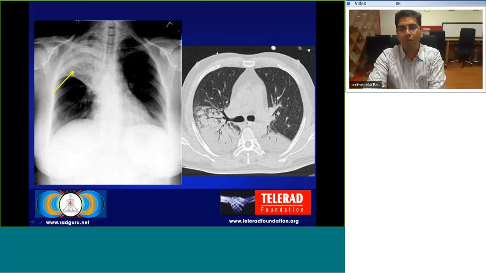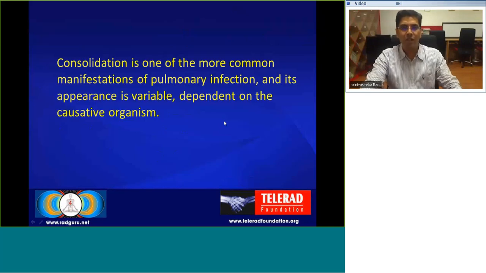Mind you, for the air bronchogram to be visible on the chest radiograph or CT, the bronchi should be patent. The proximal bronchi should be patent. Otherwise, you will not see this sign.